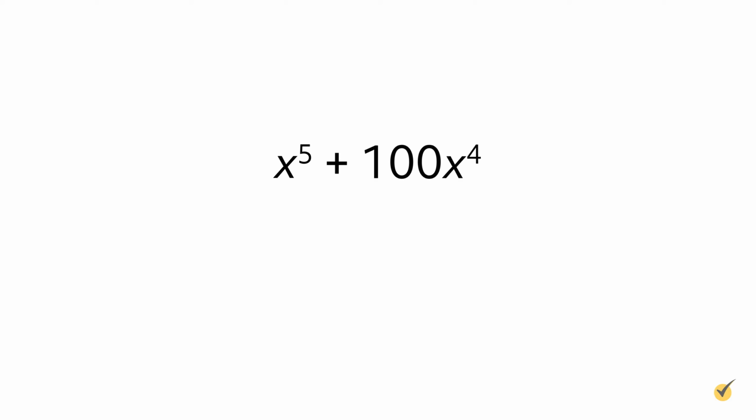Similarly, in the polynomial x to the 5th plus 100x to the 4th, we can see that the first term, x to the 5th, has the highest exponent. The second term has a much higher coefficient, 100, but we are only concerned with finding the value of the highest exponent. As a result, we know that the degree of this polynomial must be 5.